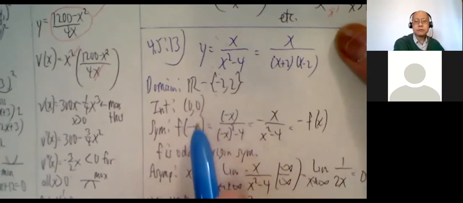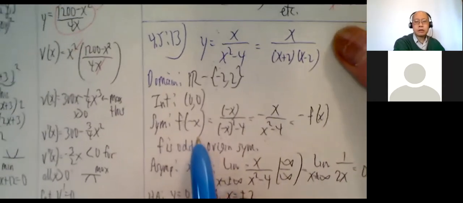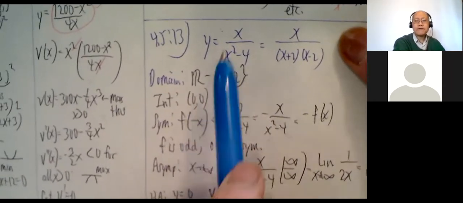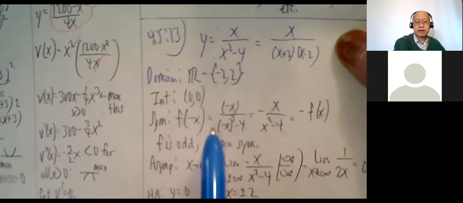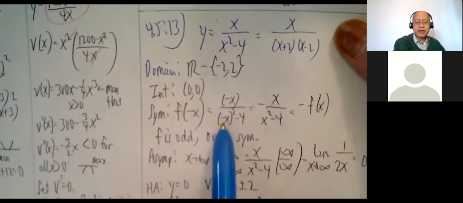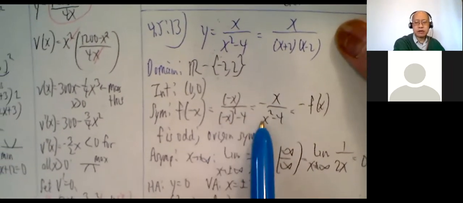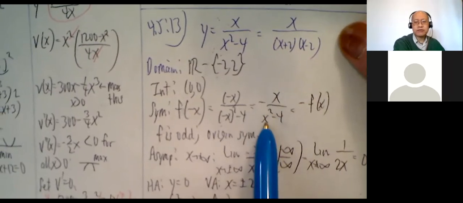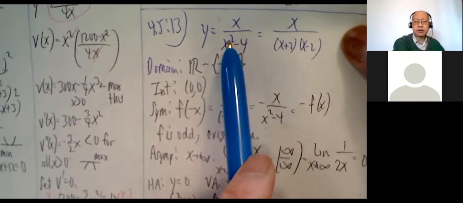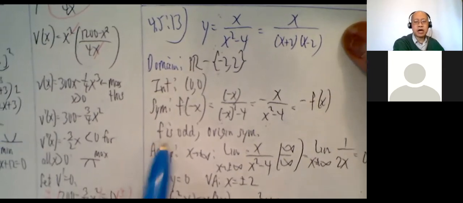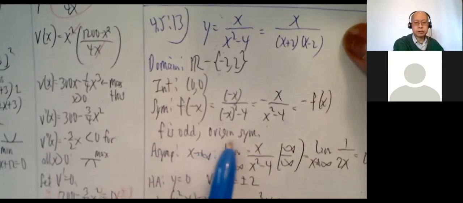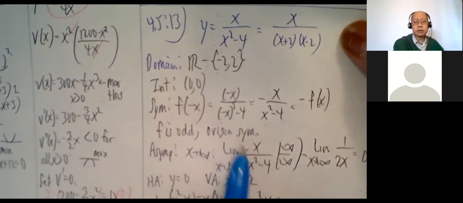Symmetry. F of negative x, put negative x right there, negative x right there, but negative x squared is the same as x squared. So I have negative x over x squared minus 4. That is the opposite of the original function. It's negative f of x. So by definition, f is odd. You will have origin symmetry, symmetry with respect to the origin.